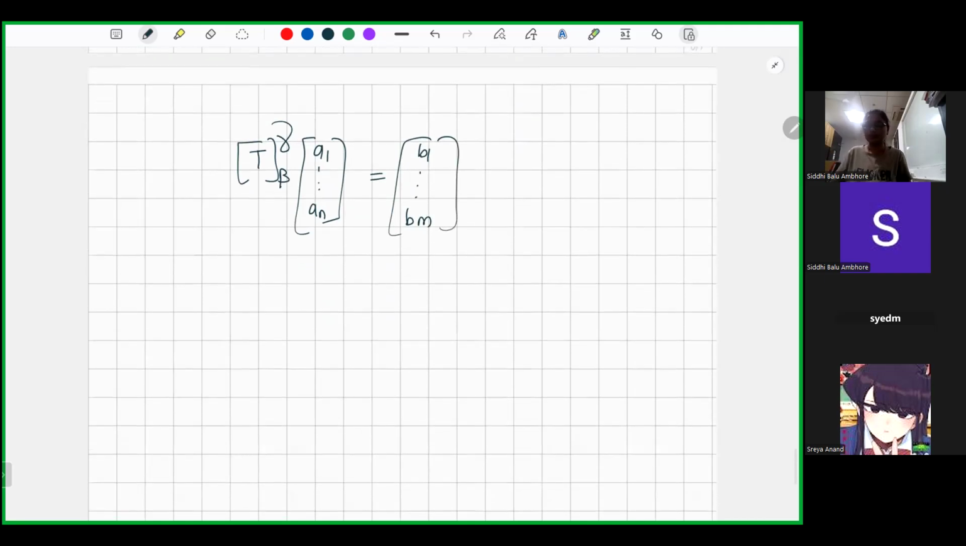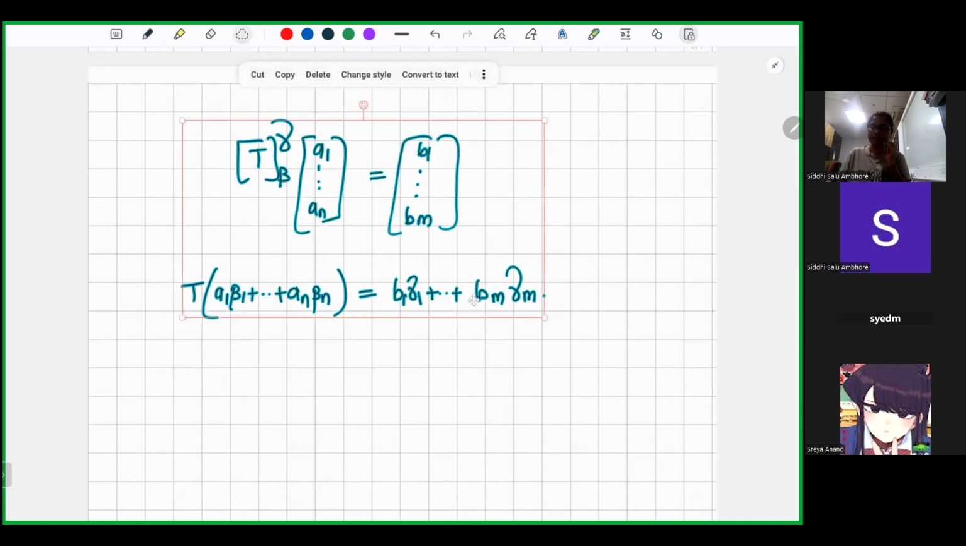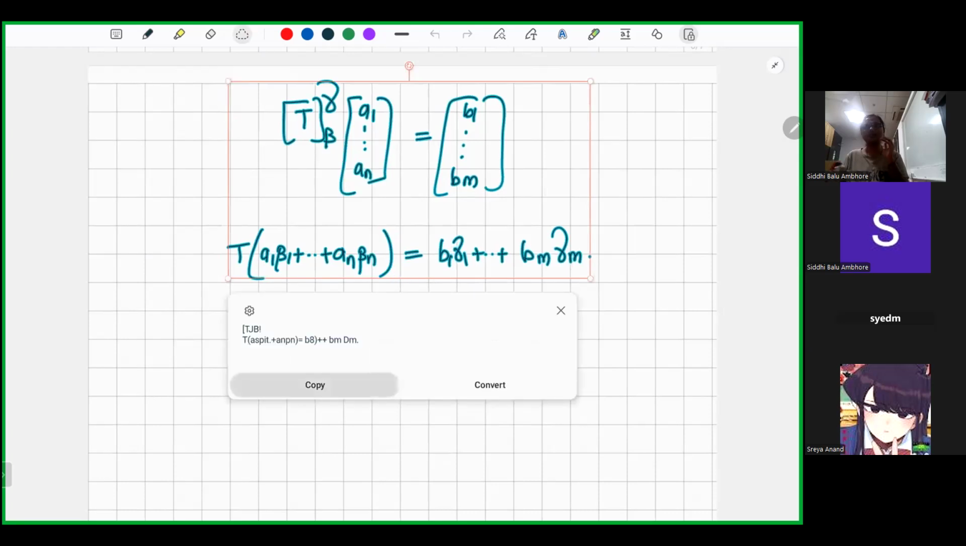And what it does is, this element here is actually a1 beta 1 plus ... plus an beta n, and it gives me the image in terms of b1 gamma 1 plus ... plus bm gamma m. So that's what it does. So we get hold of the map T using this matrix.